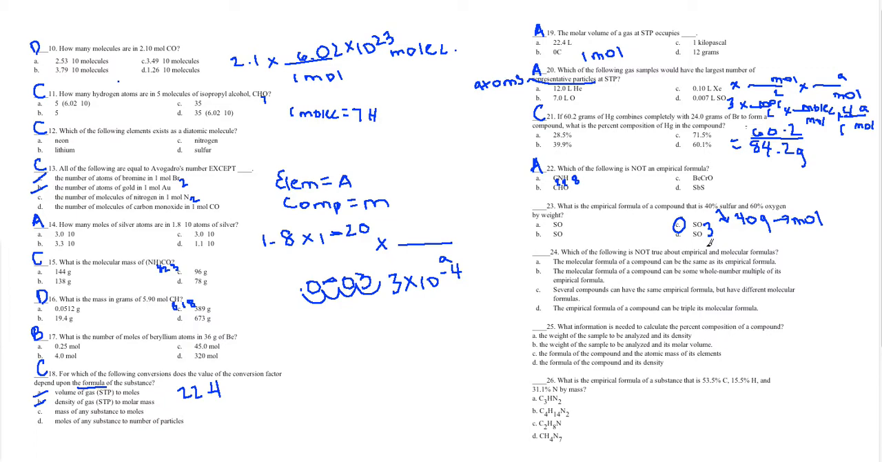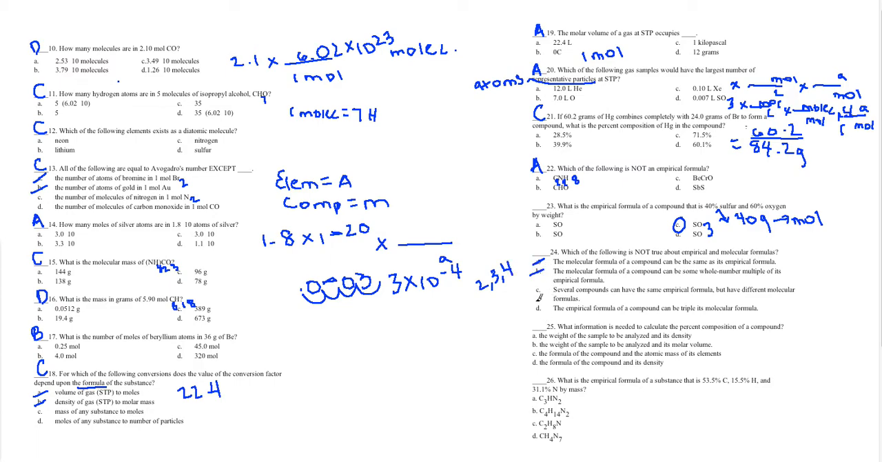Okay, which of the following is not true about empirical and molecular formulas? Okay, the molecular formula of a compound can be the same as the empirical formula. Oh, absolutely true. If your multiplier ends up being 1, like that problem we did with N2O5, then yeah, your empirical formula will be the same as your molecular formula. That's fine. The molecular formula of a compound can be some whole number multiple of its empirical formula. Absolutely. You can have a 1 multiple, you can have 2, 3, 4. That multiplier will change and determine what your molecular formula is. So B is perfectly fine.